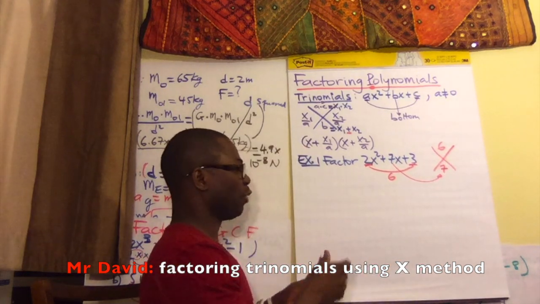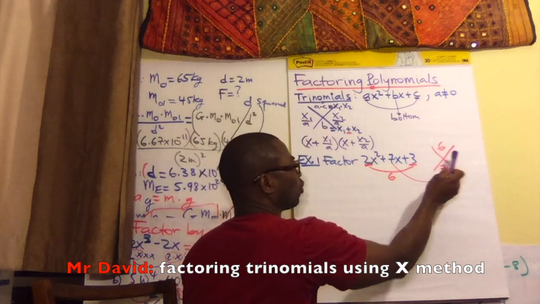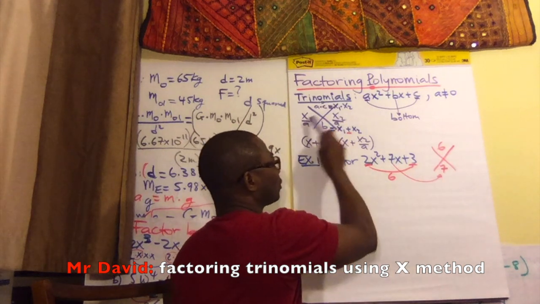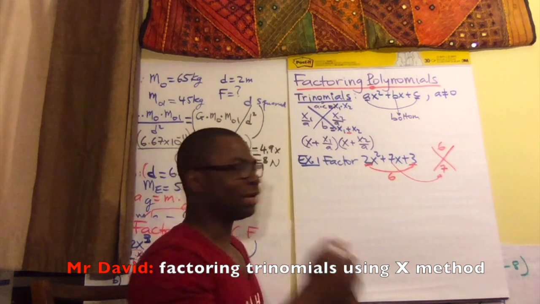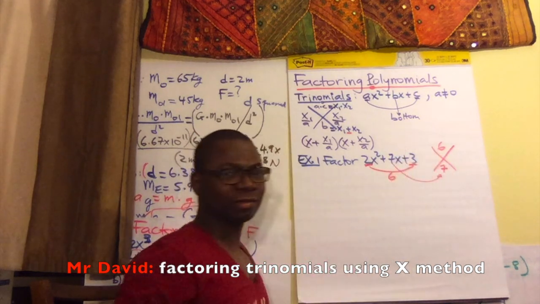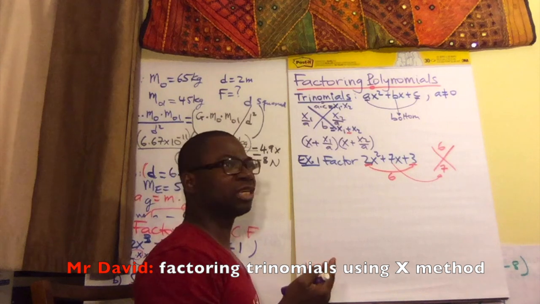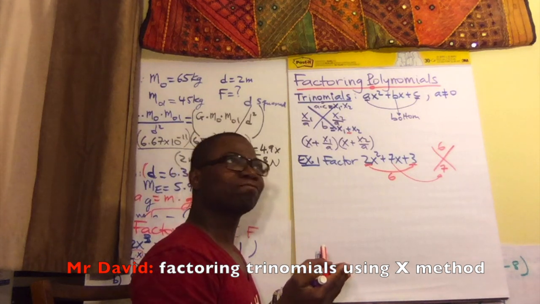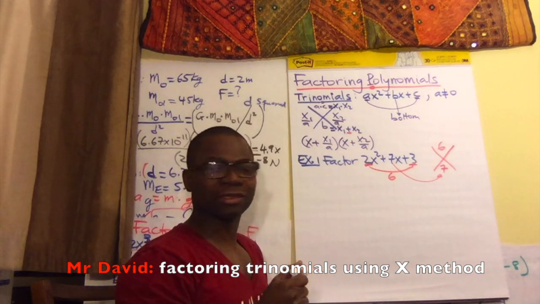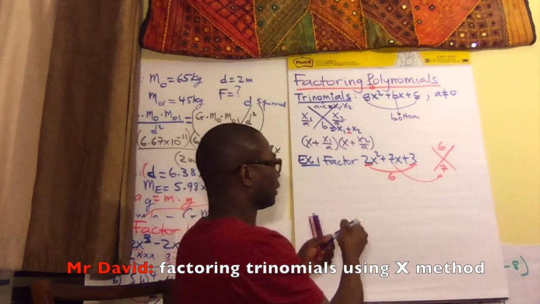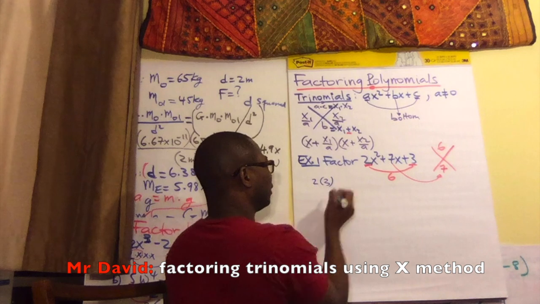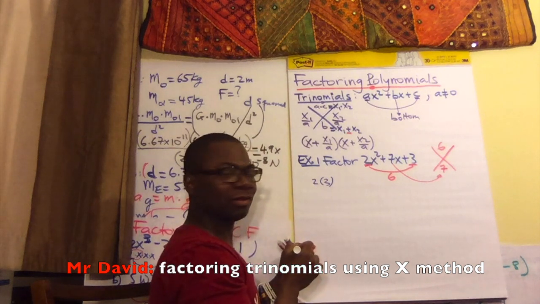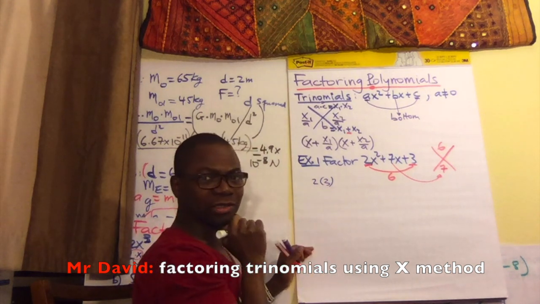Okay. Now we want to find two numbers, x1 and x2, so that when we multiply, it gives us 6, and when we add them up or subtract, it gives us 7. So I'm thinking 6. What times what is 6? We have two possibilities. We have 2 times 3 is 6, but 2 plus 3 is not 7.